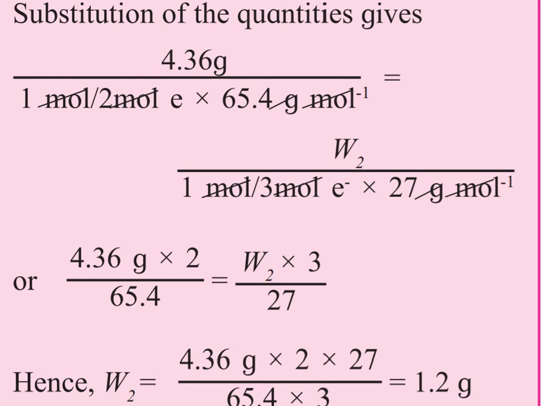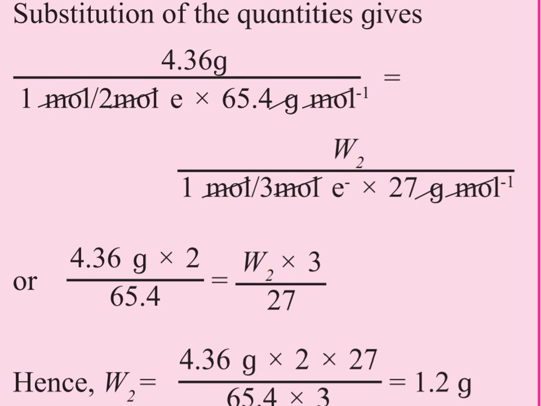Now students, whatever similar units you can see are supposed to be cancelled out. After cancelling the similar units, we are left with 4.36 grams into 2 upon 65.4 is equal to W2 into 3 upon 27. Over here it was 1 upon 2, and 2 was in the denominator, so when we shifted it, it went into the numerator. Again, 3 was in the denominator in the first step, so it went into the numerator.